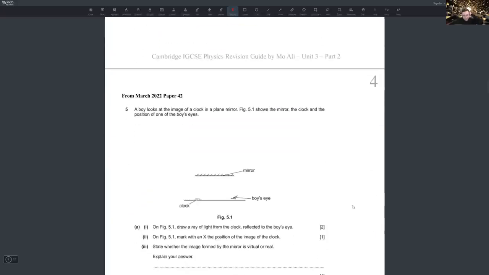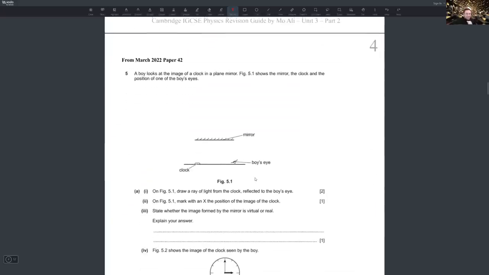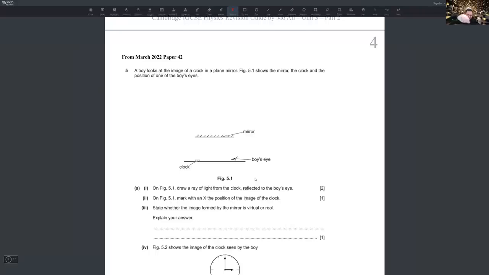Nice. Next. Here's an actual reflection question with an object and a mirror, and he wants to see the image. A boy looks at the image of a clock in a plane mirror. Figure 5.1 shows the mirror, the clock, and the position of one of the boy's eyes. On figure 5.1, draw a ray of light from the clock reflected to the boy's eyes. So just one ray. I'd rather draw it exactly in the middle, you know? And then to the boy's eyes. There we go.